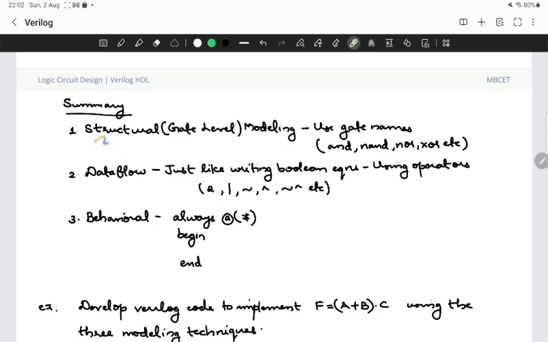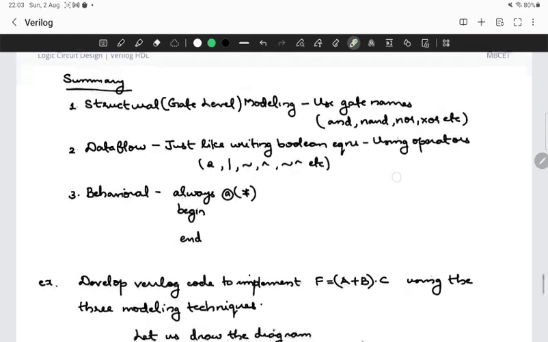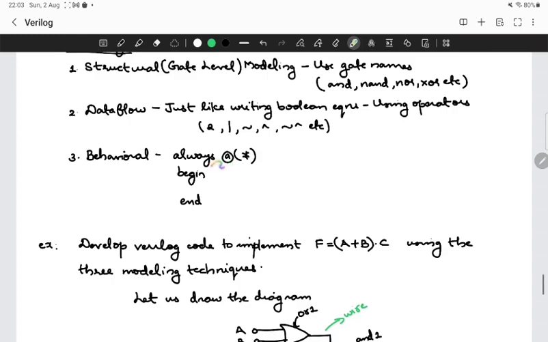So we saw the three different modeling techniques in Verilog, which were structural or gate level modeling, data flow modeling, and behavioral modeling. In gate level modeling, we use the gate names like AND, NAND, etc. In data flow modeling, we'll be using the symbols. In gate level modeling, we use directly the gate names. This is where we started. In data flow modeling, we started writing the Boolean equations using the operator symbols: ampersand, or, not, XOR, XNOR, etc. And in behavioral modeling, we started with always @(*), begin and end.